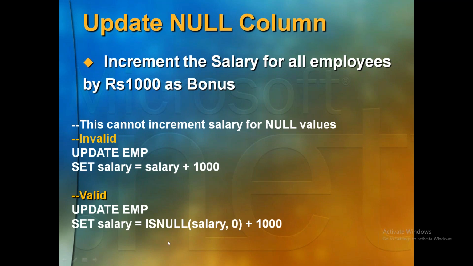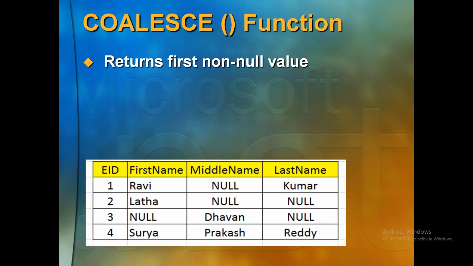Am I clear? So all these things need to be discussed and done clearly. So special treatment needs to be given to the null values. Am I clear? So this is a very, very important thing. Now we have one more function called the COALESCE function. It returns the first non-null value.